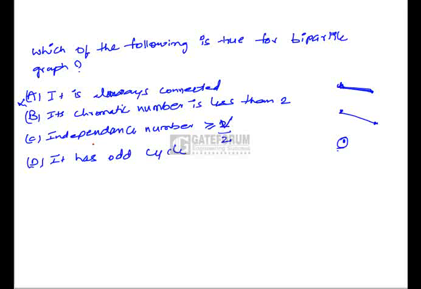Option B states that chromatic number for bipartite graph is less than 2. This is also false. Chromatic number for bipartite graph is equal to 2. So this is also wrong. And if we see option C, it states that independence number is greater than or equal to V by 2. Independence number is nothing but number of edges in a maximum line independent set. So here option C is correct. Why? Because for any bipartite graph with V vertices, one side will have at least V by 2 vertices. So here option C is correct.